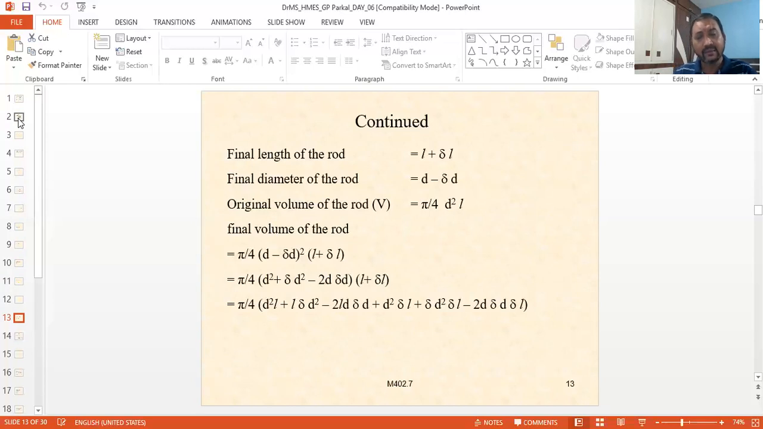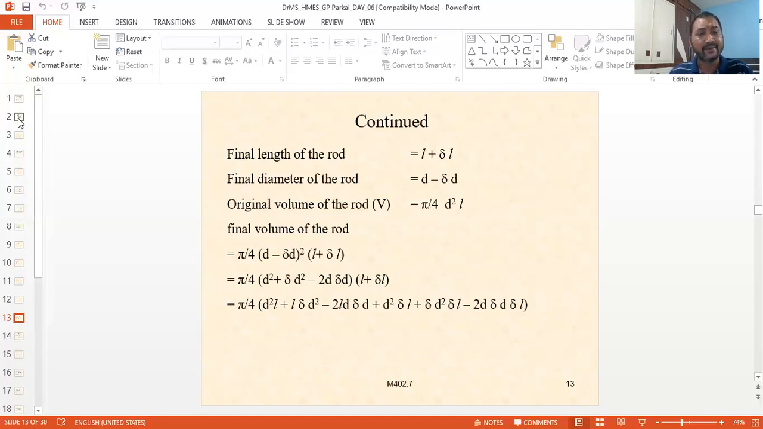Now we can find out the final volume of the rod. We know that the volume is equal to the cross-sectional area into the length. The cross-sectional area is equal to pi by 4 into d square, because it is a rod. In the previous case, it was a rectangular bar, where the cross-sectional area was B into T and the length was L. So LBT was the volume. Here, L into pi by 4 d square is the equation for the volume of a rod. So the initial volume is equal to pi by 4 d square into L.